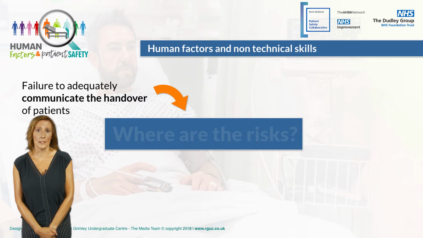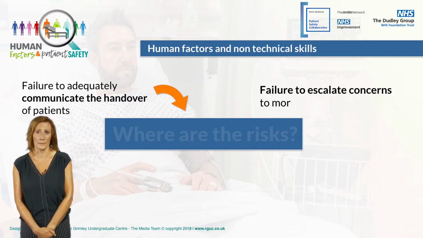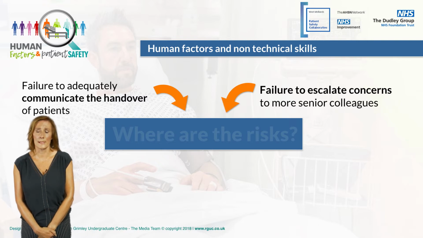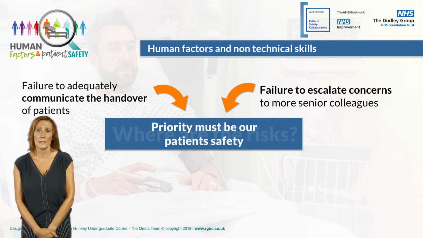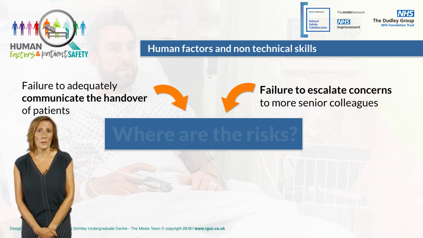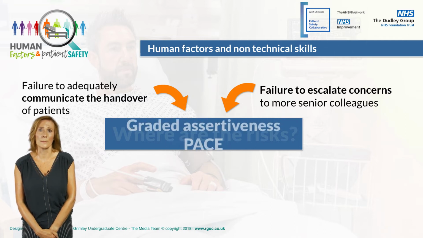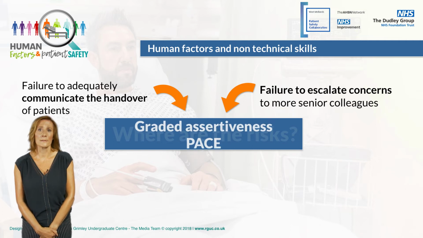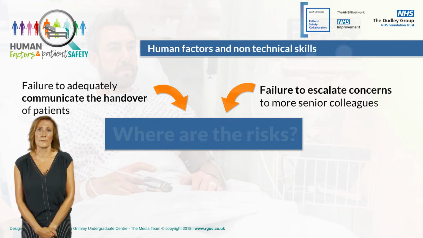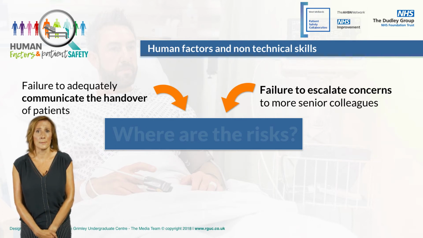If our patients are deteriorating, we need to escalate our concerns to those around us who are sharing the care provision. If our seniors are not sharing our mental model or don't seem to be sharing our concerns, then we need to persist in escalating our concerns. This can be difficult, but our priority must be our patient's safety and not whether we worry that we might be wrong or that we might have a disagreement with a more senior member of staff. There are methods of escalating concerns called graded assertiveness, and we'll show you one method of doing this called PACE later in a separate training session.